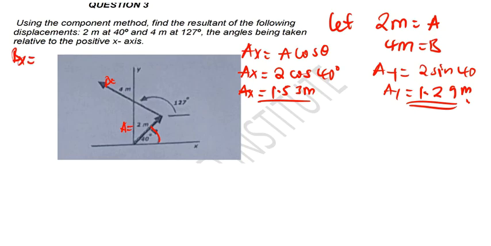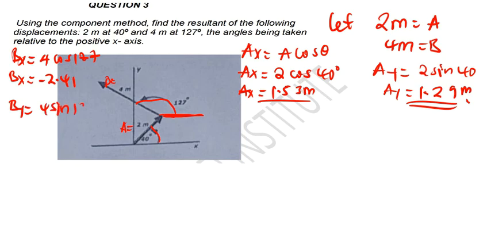Bx will be equal to B cos theta. What is B? It is 4. The angle, in this case, we have been told that these angles were already measured from the positive x-axis. There is nothing to do with it, it's just to get the same one. In fact, they have even told you that this angle starts from the positive x-axis all the way until where the vector is, 127. Put 127 there. So 4 cos 127 is negative 2.41.